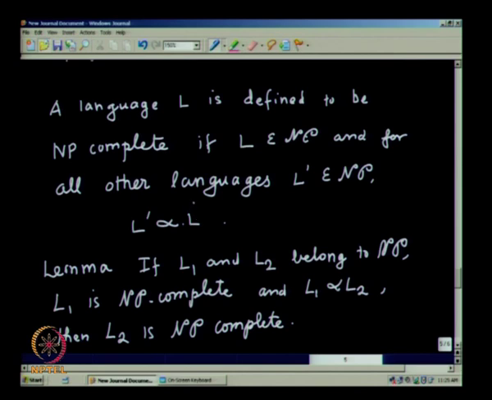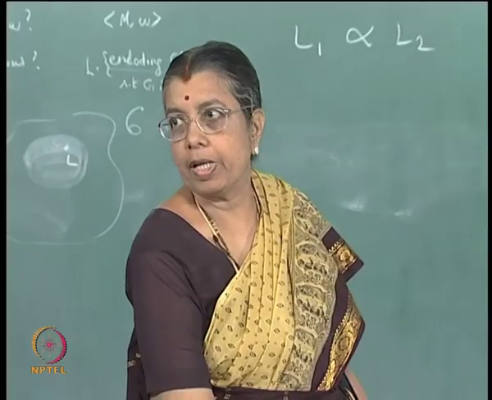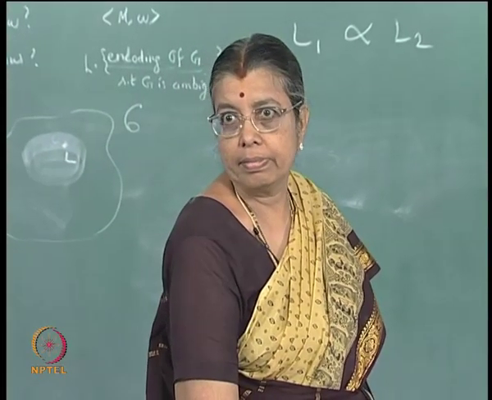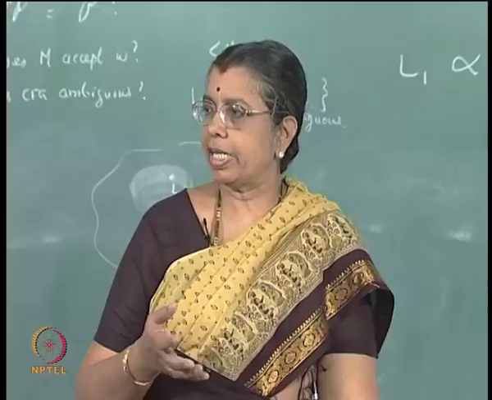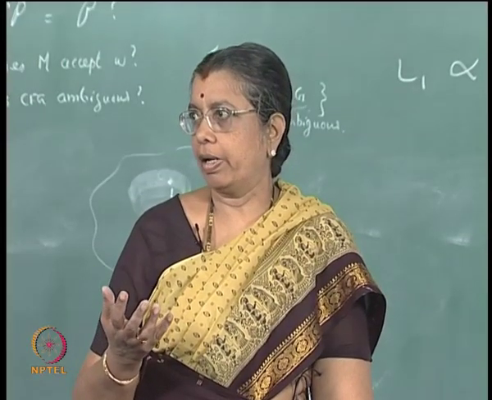Now, what is NP hard? There are two conditions, one is this, the second is this: any other language L dash is polynomial time reducible to L. If the first condition is not there, but only the second condition is there, the language is said to be NP hard. This language means you can also talk for problems. When you talk about languages, corresponding problems you can also talk about.